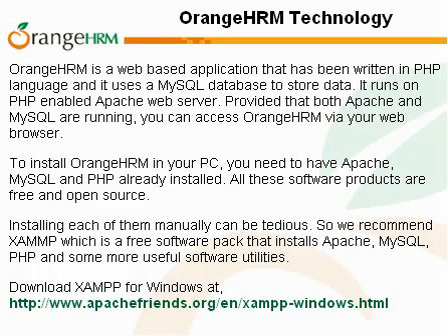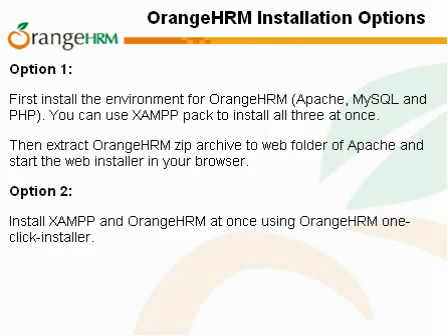To install orangeHRM in your PC, you need to have Apache, MySQL, and PHP already installed. All these software products are free and open source. Installing each of them manually can be tedious, so we recommend XAMPP, which is a free software pack that installs Apache, MySQL, PHP, and some more useful software utilities. You can download XAMPP at apachefriends.org.